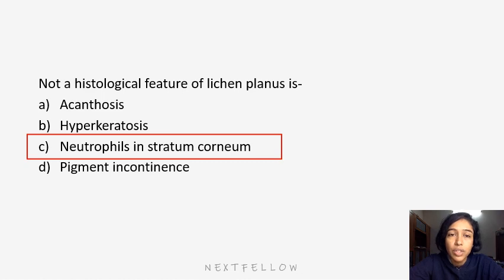So the answer to this question is acanthosis. Acanthosis means thickening of the epidermis, right? Hyperkeratosis is there. Neutrophils in stratum corneum are not seen in lichen planus. This is a feature of psoriasis. These are specifically known as Munro's microabscesses, a collection of neutrophils in the stratum corneum. So this is the answer. And pigment incontinence is seen in lichen planus, as explained.